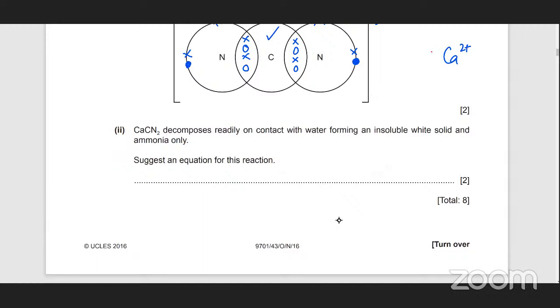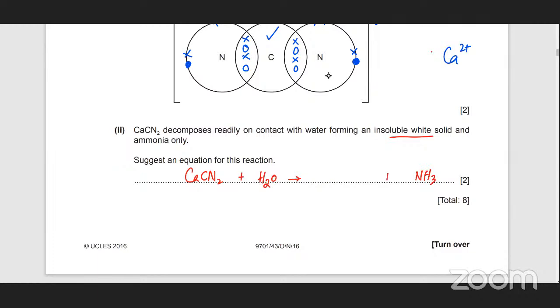Okay, CaCN2 decomposes readily on contact with water. So what is it forming? It's forming an insoluble white solid, and ammonia only. What's the insoluble white solid?